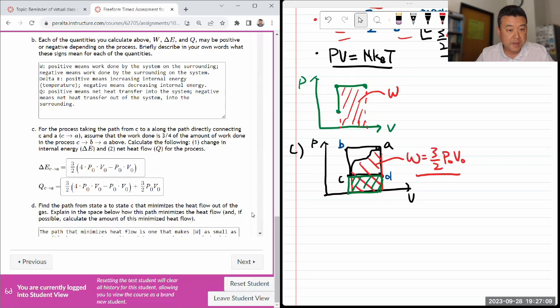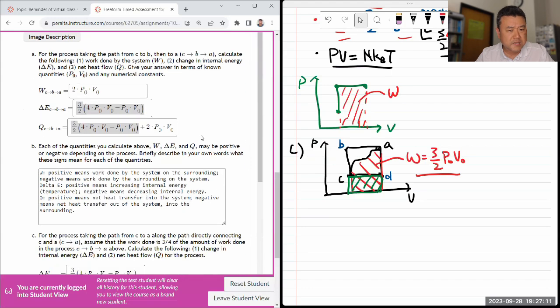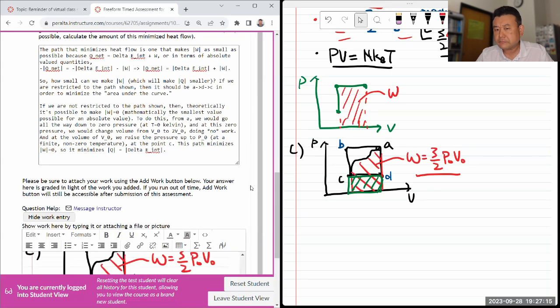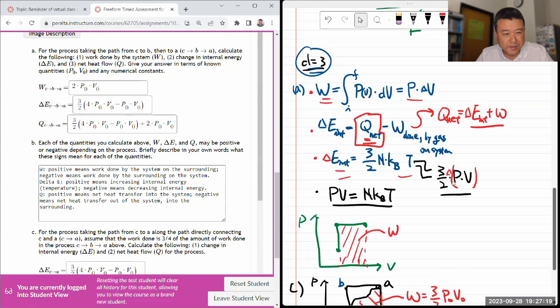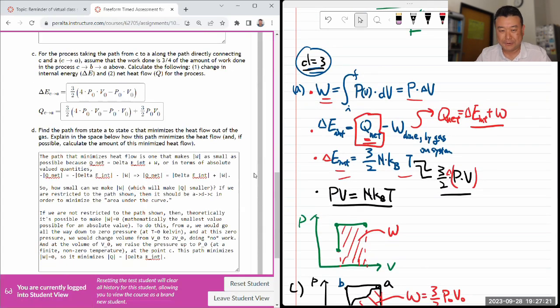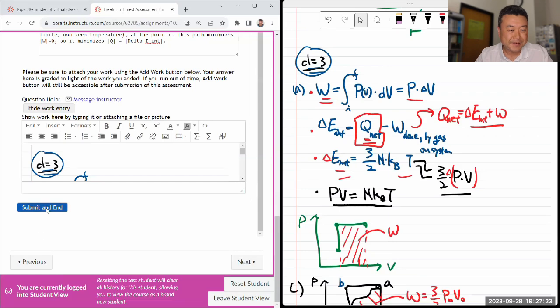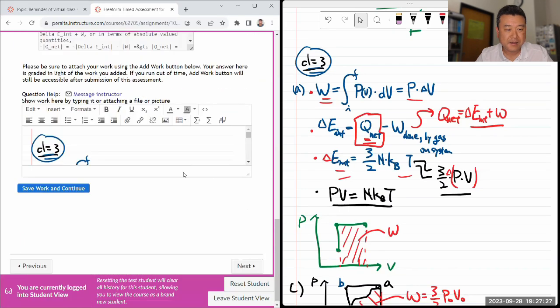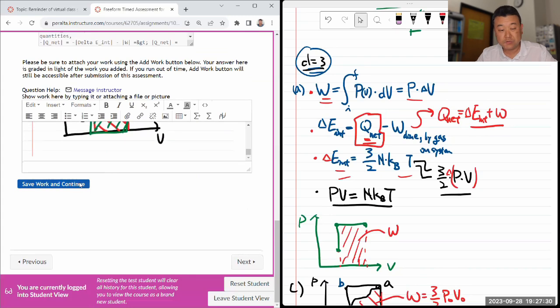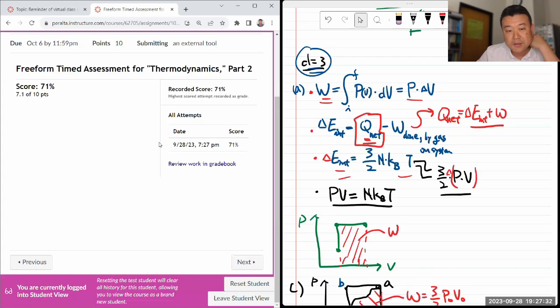Okay, let me submit it then. So here I should still get some points from these if what I entered is right. And I think what I entered is right. Yeah, let's hope. Submit and end. Yeah, I already attached the work, but you can also do it here after the time limit has run out.